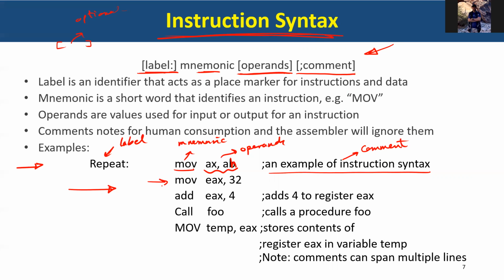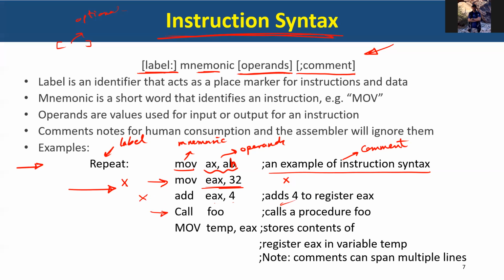Another example, move EAX, 32. Here you don't have a label, you don't have a comment, which is okay, because again the labels and the comments are optional. But you have operands because move takes operands. Add AX, 4 adds 4 to the value of AX and stores the value in AX again. Okay. So you don't have a label here, but you have a comment.